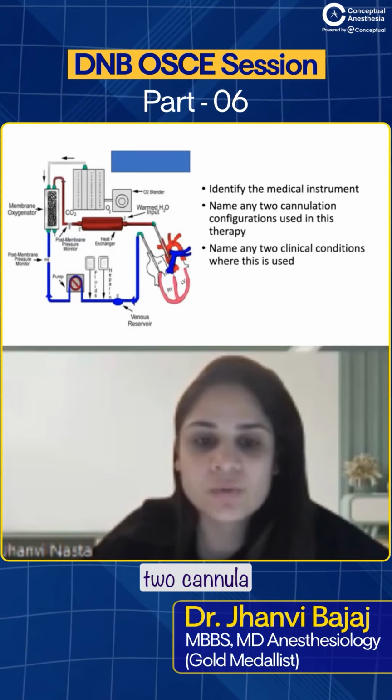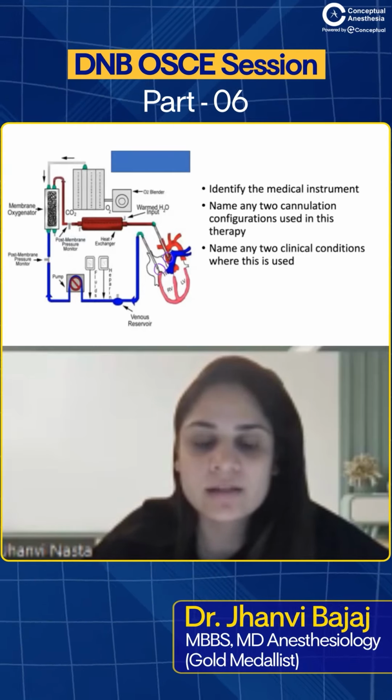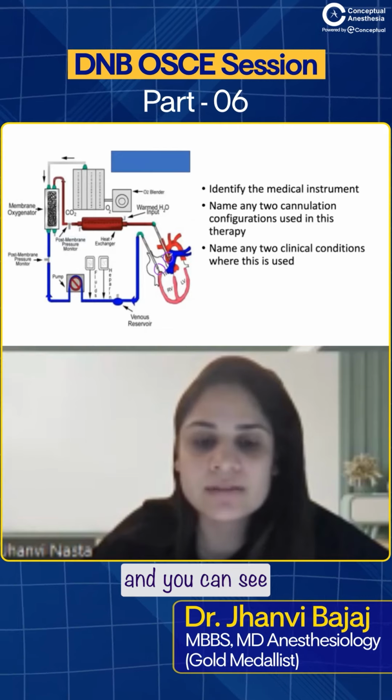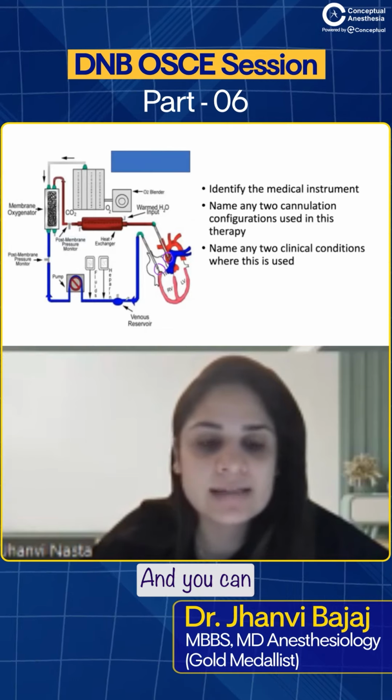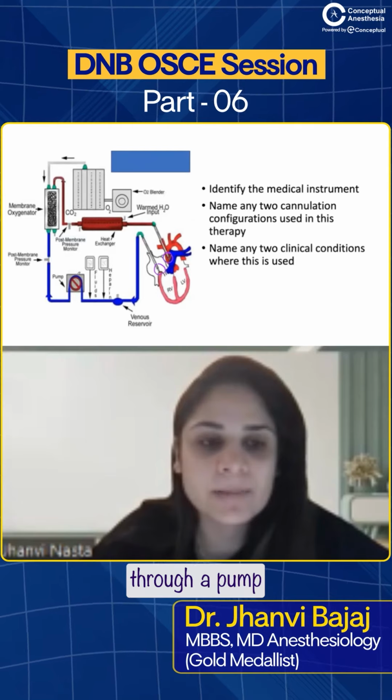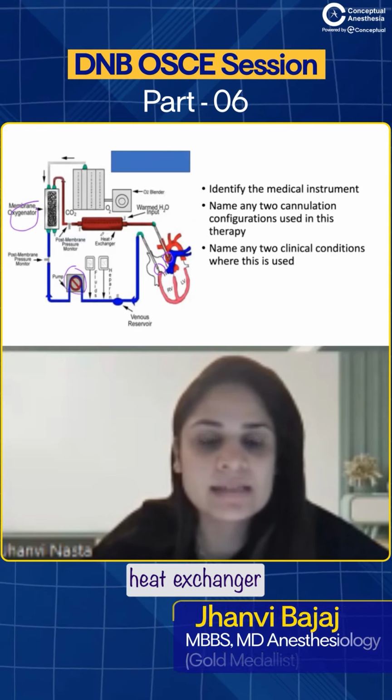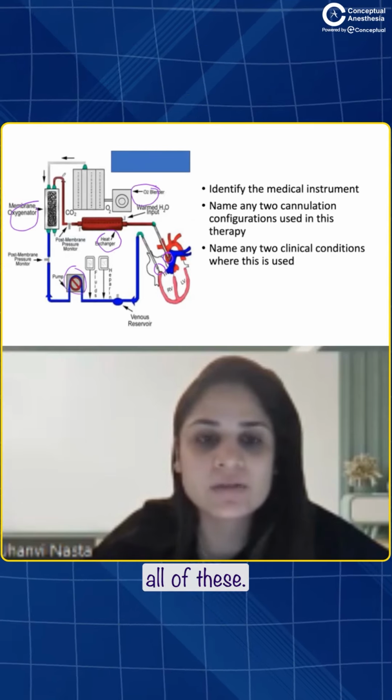You can see the heart. You can see there are two cannula that are going in the heart. One is going in the right atrium, and you can see the other one is going in the aorta. And you can see that they are connected through a pump, a membrane oxygenator, heat exchanger, oxygen blender, all of these.